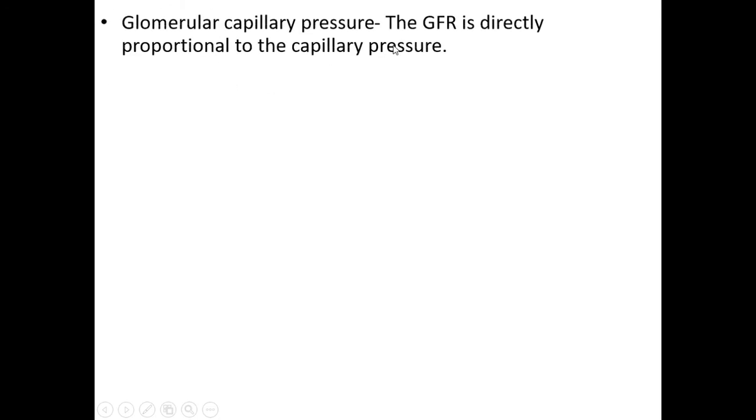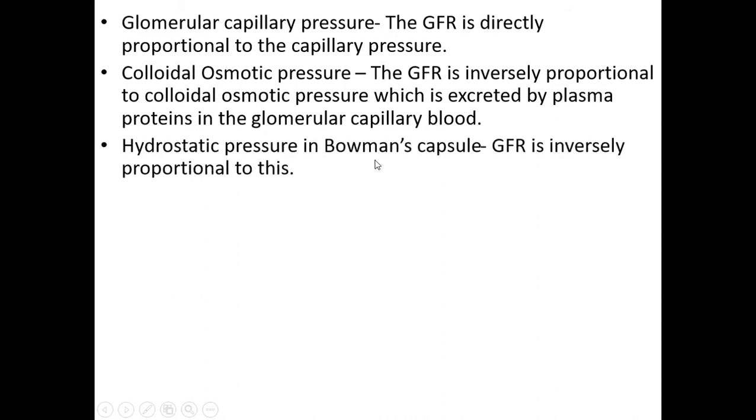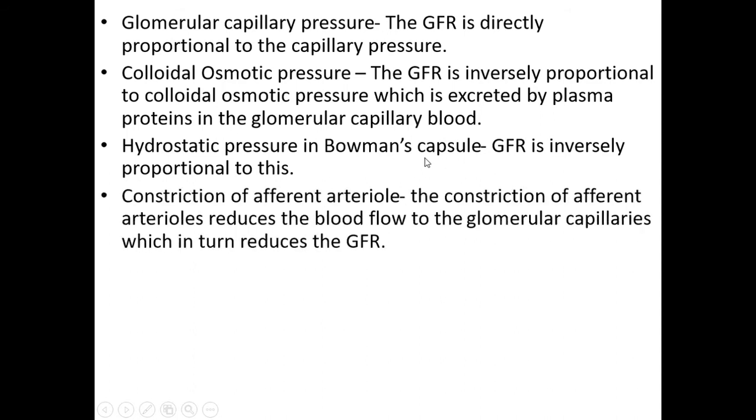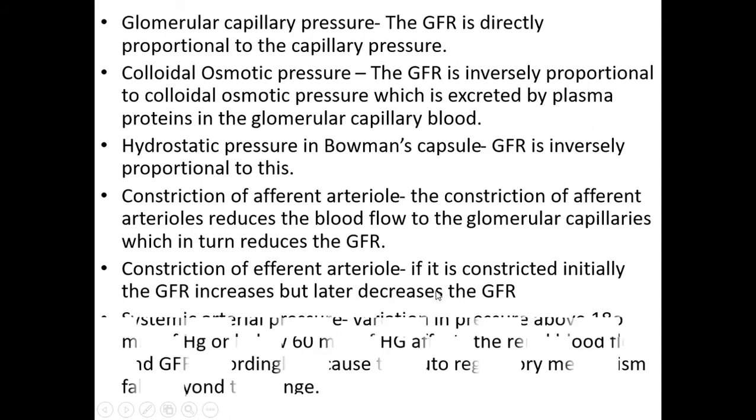Glomerular capillary pressure: GFR is directly proportional to the glomerular capillary pressure. GFR is inversely proportional to the colloid osmotic pressure exerted by the plasma proteins in the glomerular capillary blood. Hydrostatic pressure in Bowman's capsule is inversely proportional. Constriction of afferent arterioles reduces the blood flow to the glomerular capillaries, which in turn reduces the GFR. Constriction of efferent arteriole: if it is constricted, initially GFR increases but later decreases.